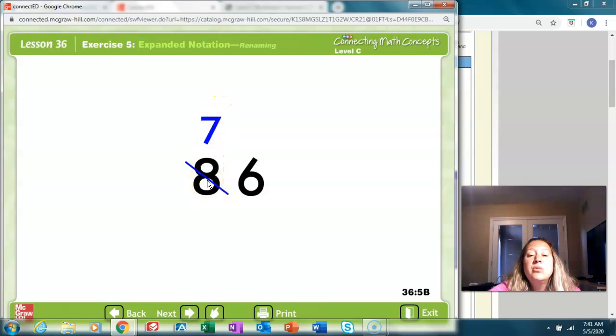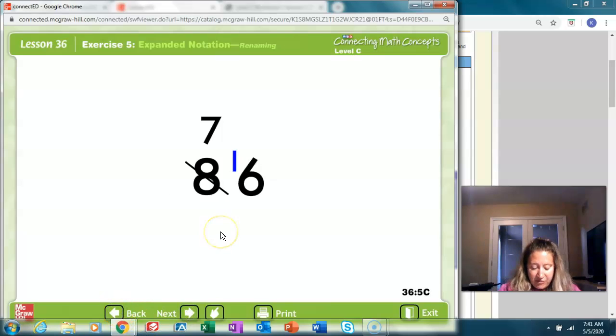And what do we do now? So we take away a 10 here, and we add the 10 to the ones column. So then we have 10 plus 6 is 16. And read your new place value fact. 70 plus 16 equals 86.